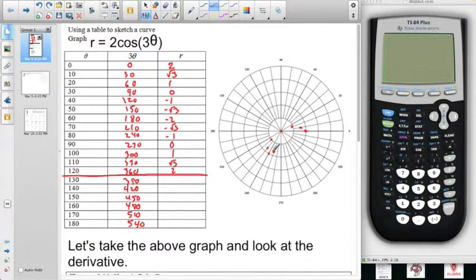And then we'll be at 80 and -1. So here's 80, and here is -1. And then we're going to 90 at 0, so we're back here at the pole. And then to 100 at 1, so here's 100, and we're going out to a radius of 1. And then at 110, we're at square root of 3, so at 110, we're right about here. At 120, we're at a radius of 2, so we're back into these positive radii.